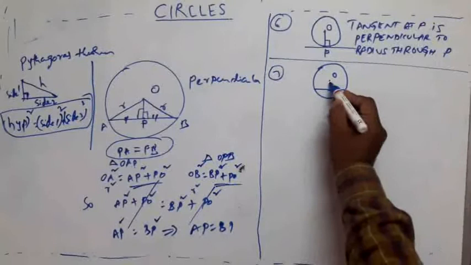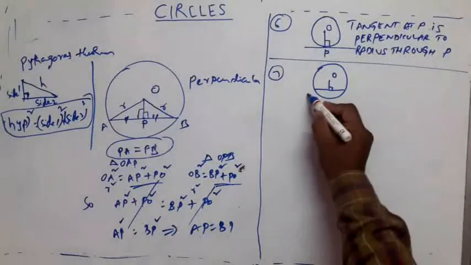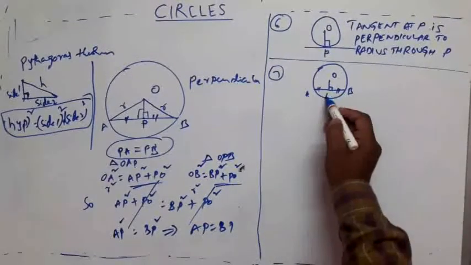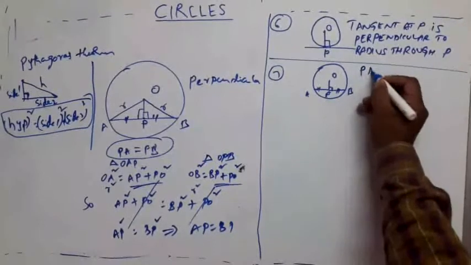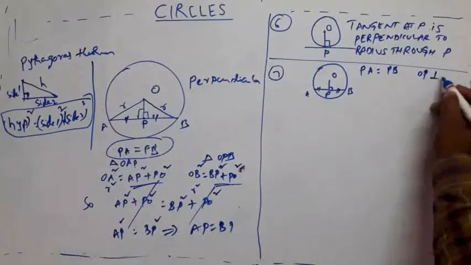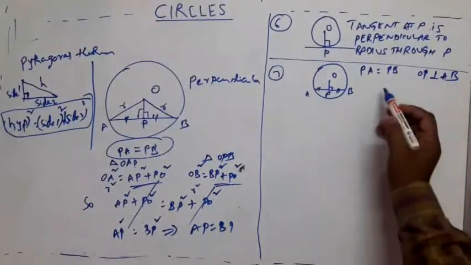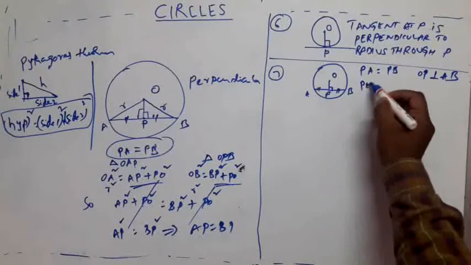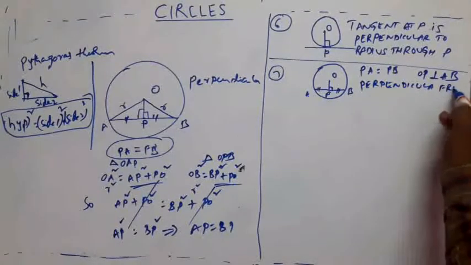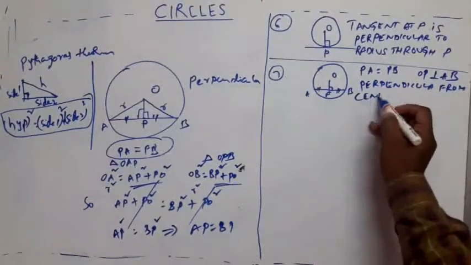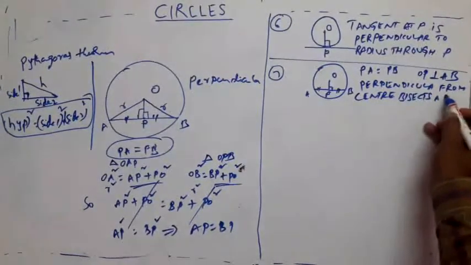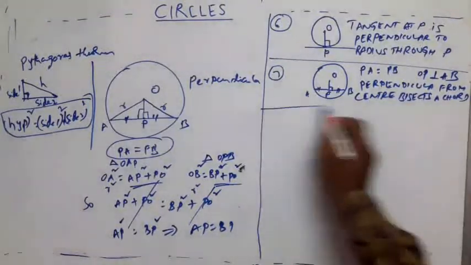So let us, this is a chord, I have dropped perpendicular, right? This is A, B. This distance PA, PB are equal. PA is equal to PB. OP is perpendicular to AB, right? Perpendicular from center bisects a chord. This is point 7.